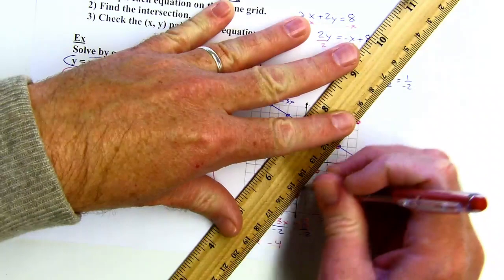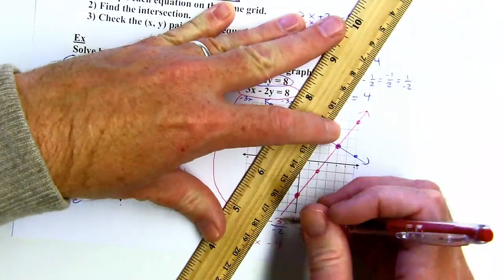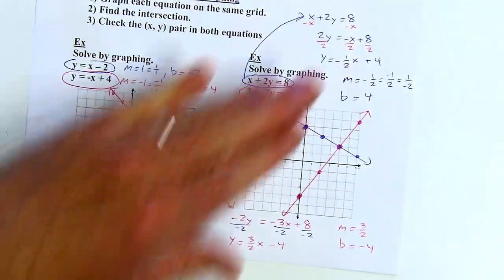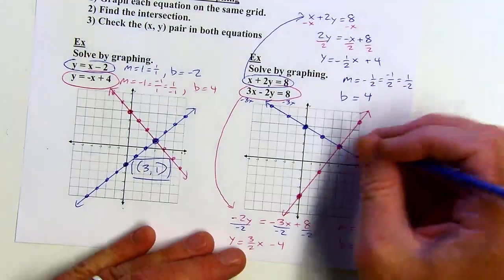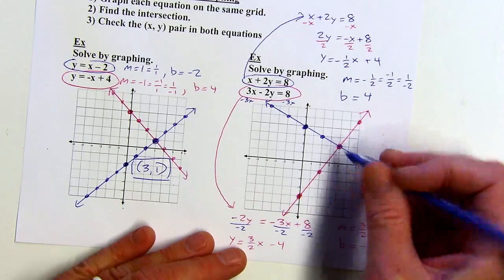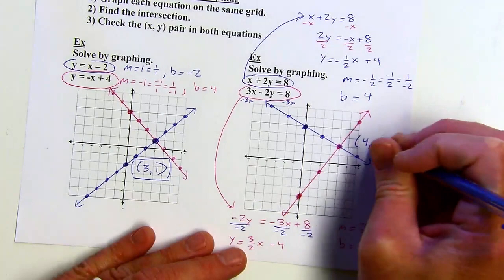Now let's graph this line, and I can see the intersection. It's a point that I graphed for both of these lines, so this would be the point 4, 2, and that is my solution.